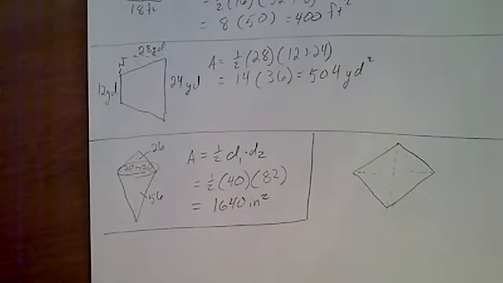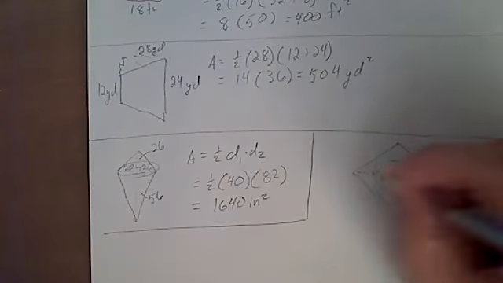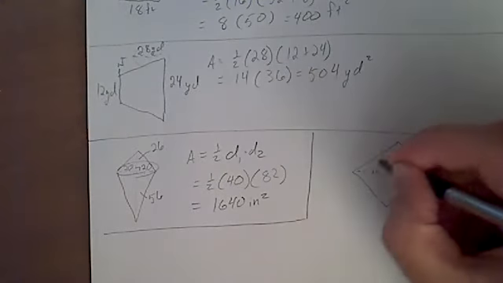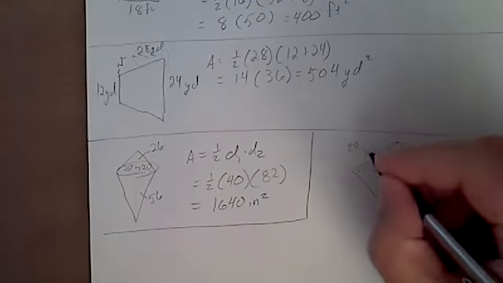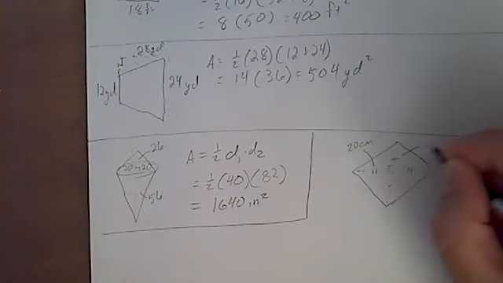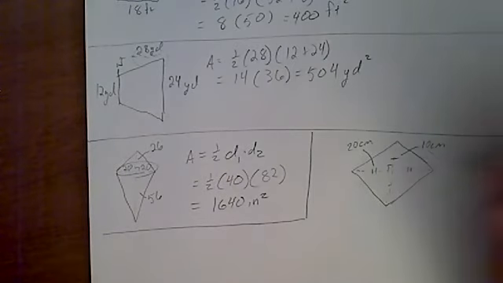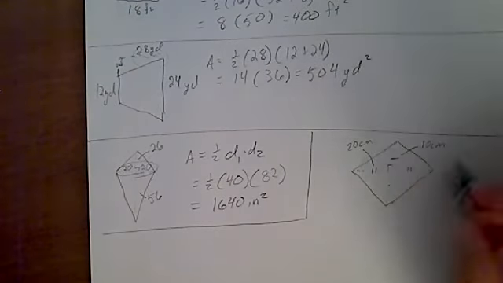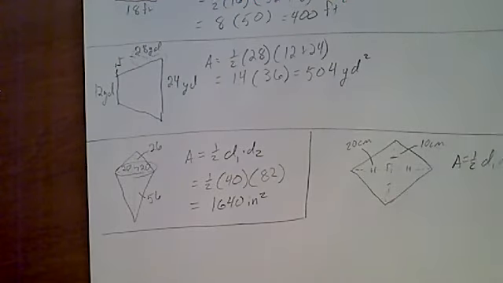All right, this one might be marked up like this, giving us the length here as 20 centimeters. This one as 10 centimeters. Okay. And this is a rhombus by the definition of what we have going on here. Our area is 1/2 diagonal 1 times diagonal 2.